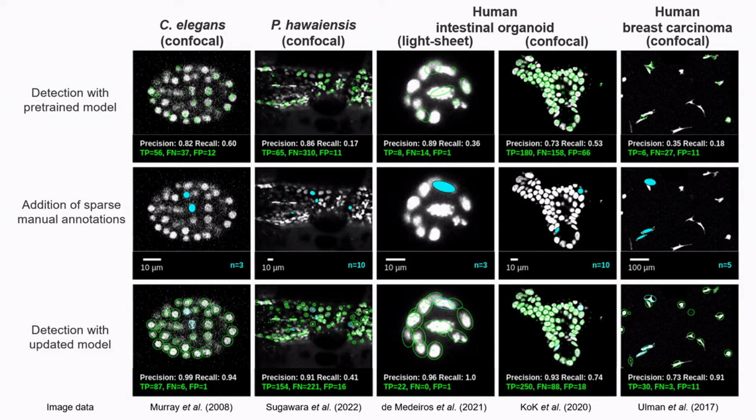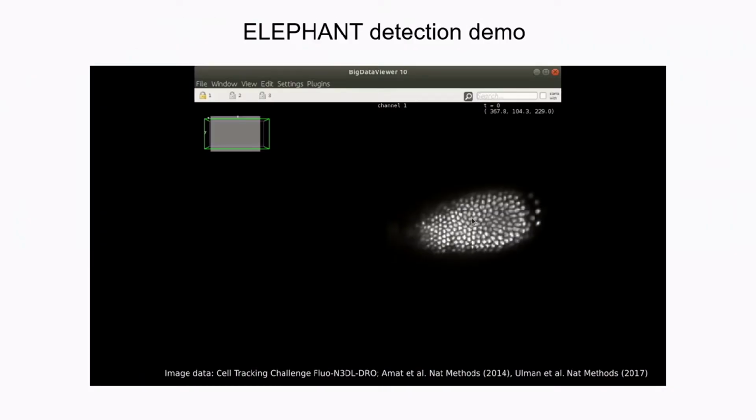Then we tested this method on various types of data, and we found that it actually works on these kinds of data sets. So not only the sphere-shaped, but we can also handle elongated shapes with ellipsoid. This is showing starting from the pre-trained model, putting a sparse annotation and training again, which gives better results. That is a summary of this picture.